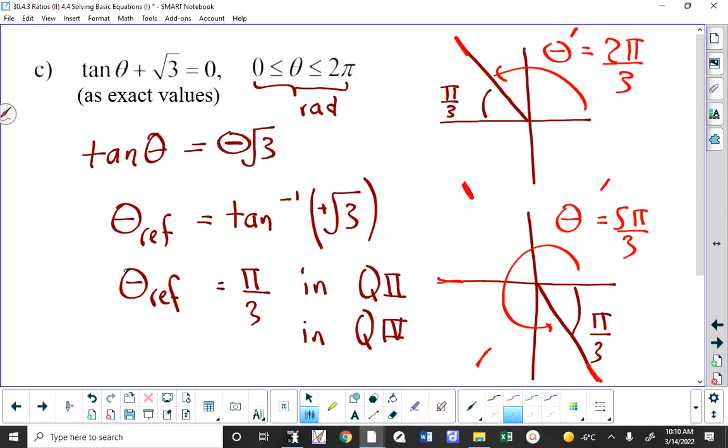I really believe this is the easiest, best way for Math 30 students to do this. Could you do this all in degrees and then convert your degrees to radians? Yeah, but you should be able to count off pi over 3s. So the two answers in red are the answers to this equation. Any questions with C?